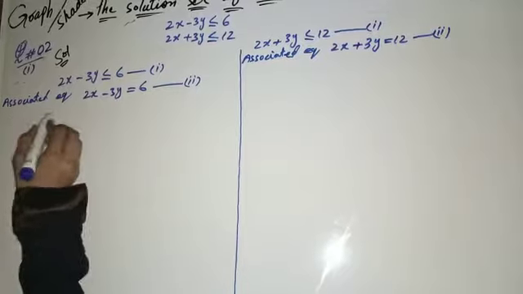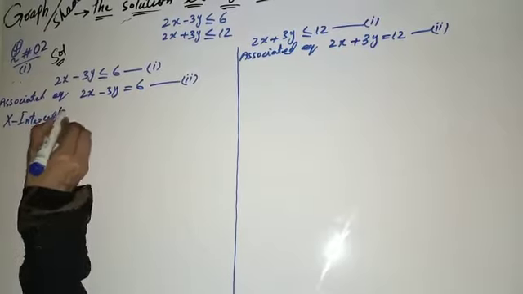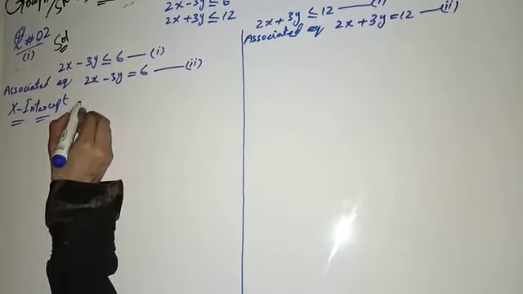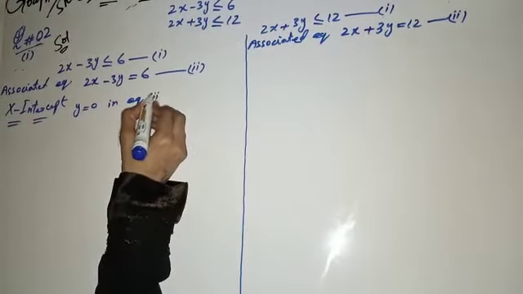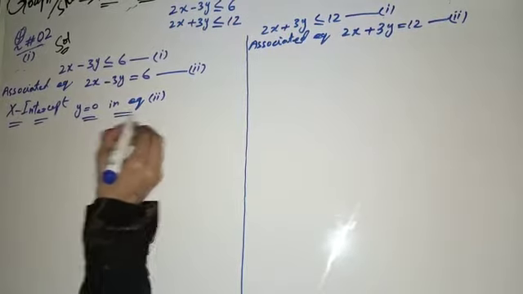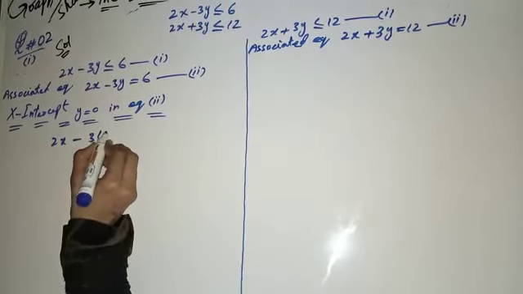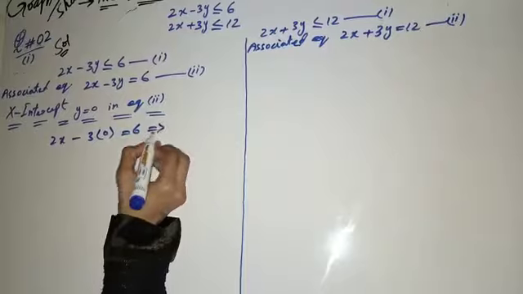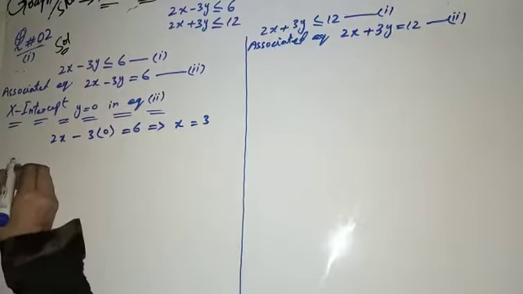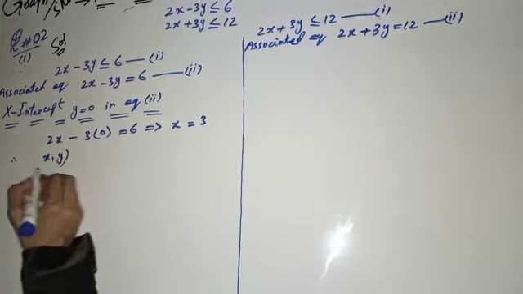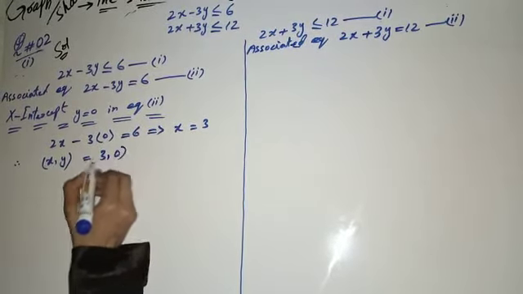Now calculate x-intercept and y-intercept. To calculate the x-intercept, put the value of y equal to 0 in equation number 2, that is the associated equation. 2x minus 3 times 0 is equal to 6. That gives the value of x as 3. Hence, this is a point on this given linear inequality expression, having value of x 3 and value of y 0.